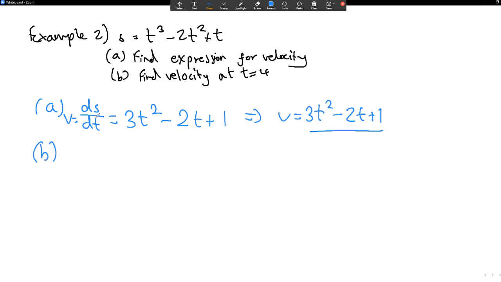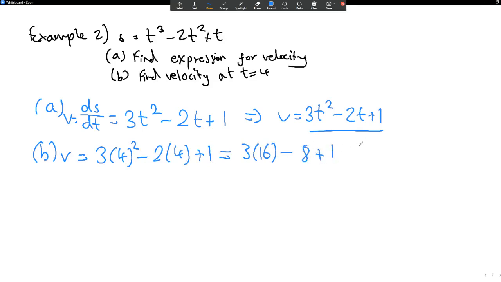Now, it says find the velocity at t equals 4. So, what we can do is use this equation that we've just calculated and substitute 4 inside it. So, 4 squared will be 16. That will be 8 plus 1. And that will equal 33 meters per second. Okay.